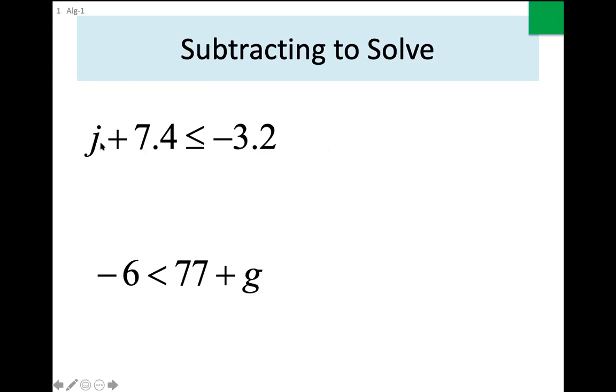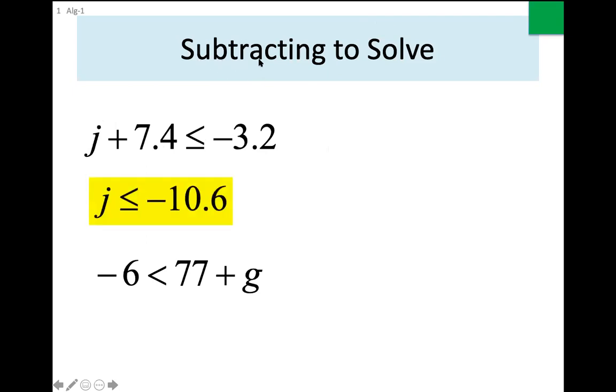All right, the top one, it says J plus 7.4 is less than or equal to negative 3.2. The variable's on the left side. Yes. When you're subtracting decimals, you just line them up and subtract like normal, right? Or add, depending upon if you're adding. Yes. Okay, thanks.